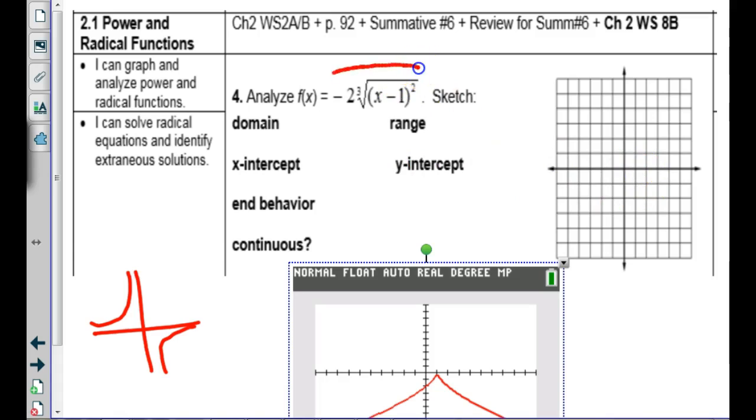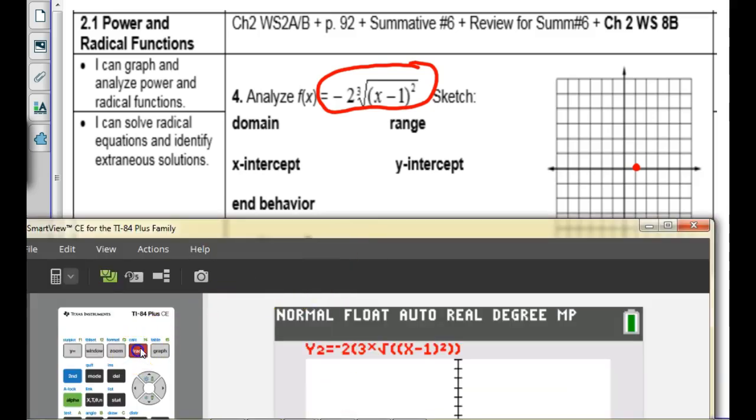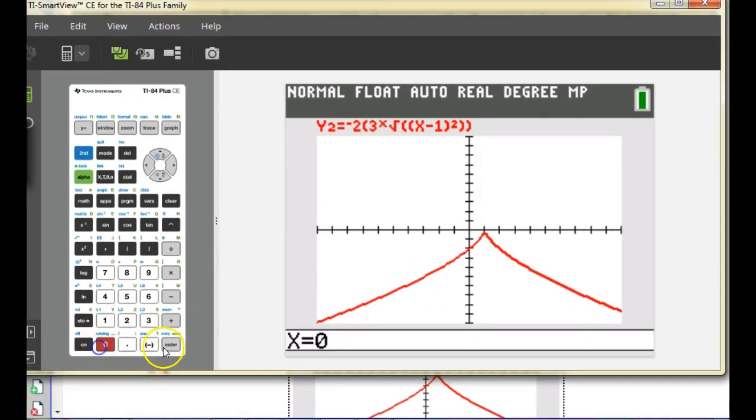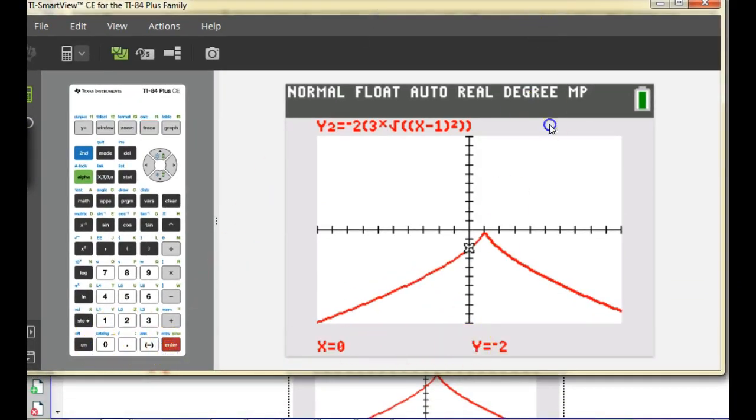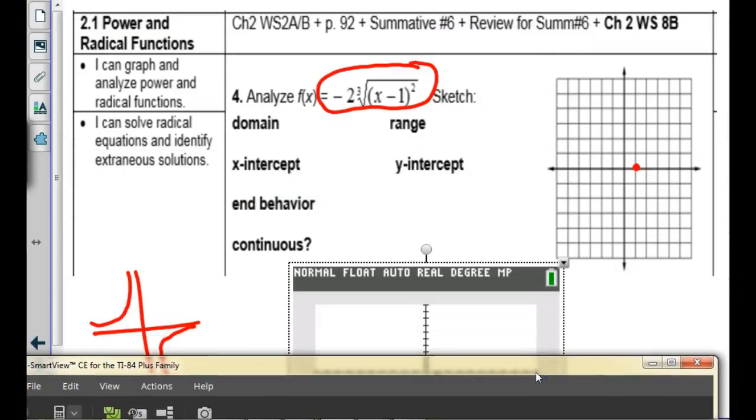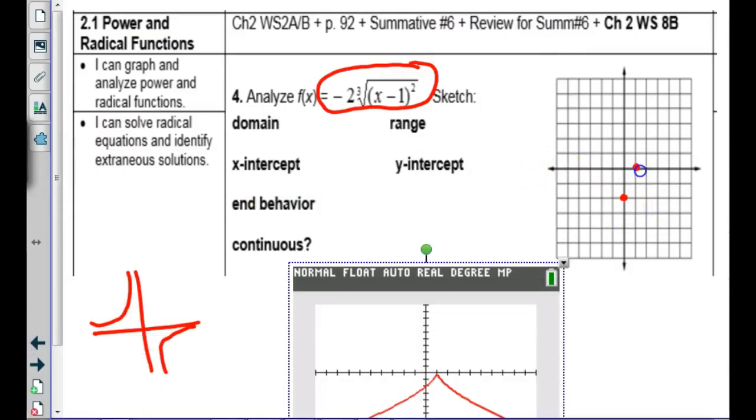So does anyone look at this and see what would make this 0? If we put a 1 in here, we'd get 0, right? That's why it's touching here. All right. How would we find the y-intercept? Yeah, we'd go trace 0. Good call. And it's touching down here at -2. Crossing the y down here at -2. Other than that, I'm not really picky about the graph.